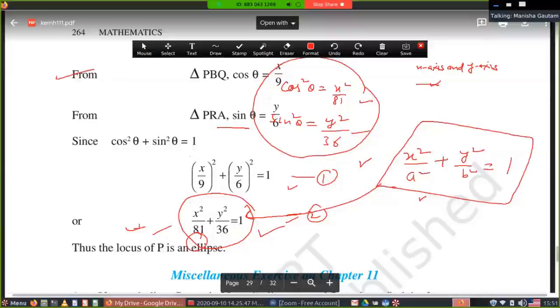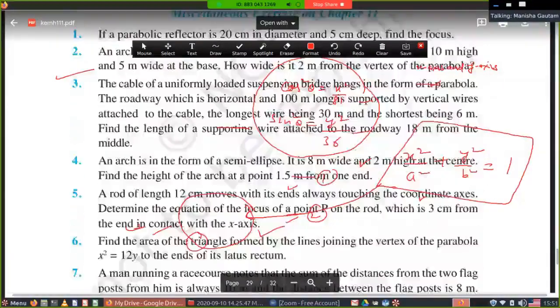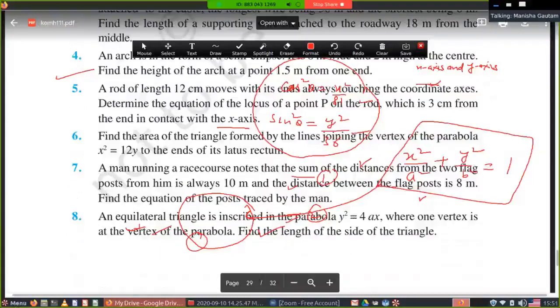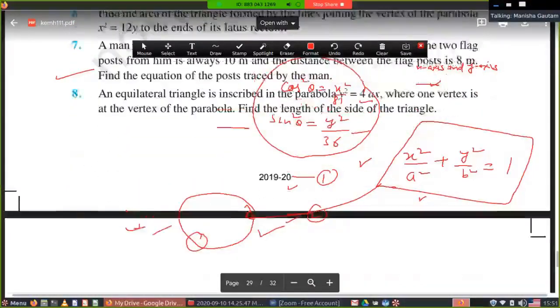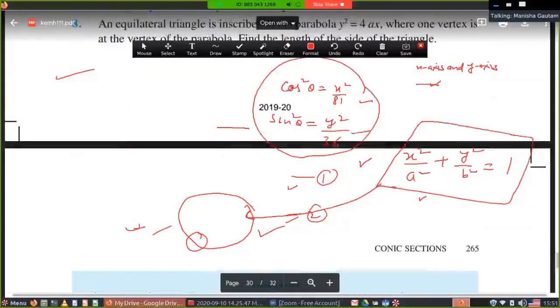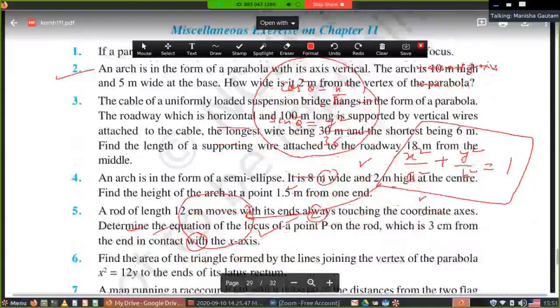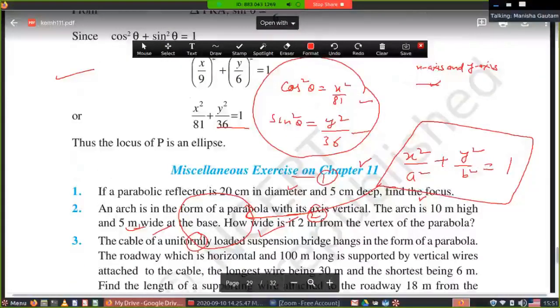Hope you can understand all these examples. Now try the miscellaneous exercise and do all the questions. How many questions are there? I think here 8 questions are there. Yes, you have to complete these 8 questions. Try these 8 questions. We will discuss a few important questions of this exercise in the next video. In the next video, we will do important questions of the miscellaneous exercise.